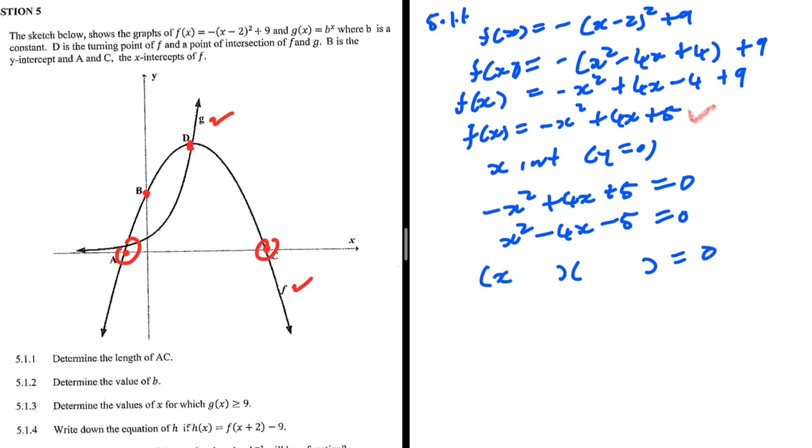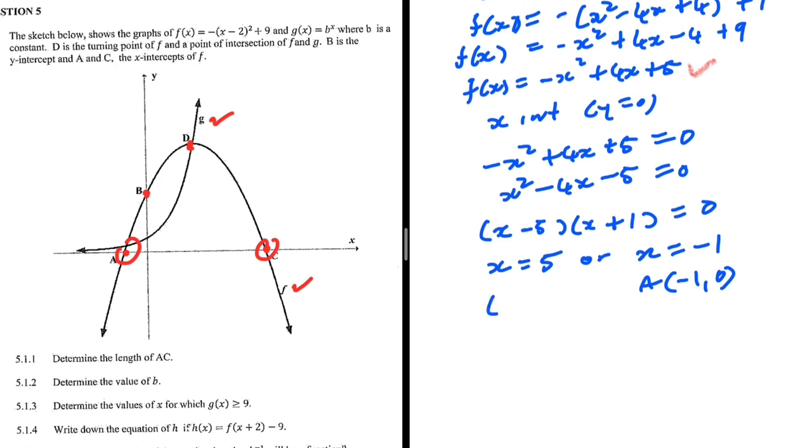So factors of minus 5 which, when we add, give minus 4. That is minus 5 and plus 1. Okay, minus 5 plus 1 is minus 4, and minus 5 multiplied by plus 1 is minus 5. So x equals 5, or x equals minus 1. So A is (minus 1, 0), and then C is (5, 0).